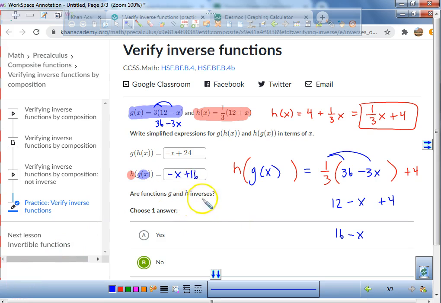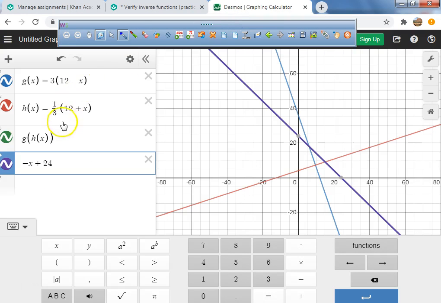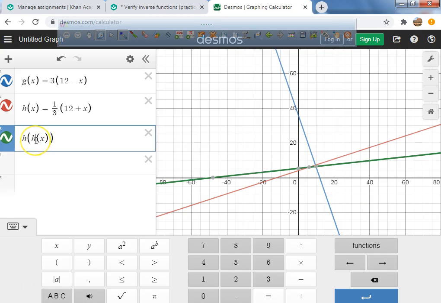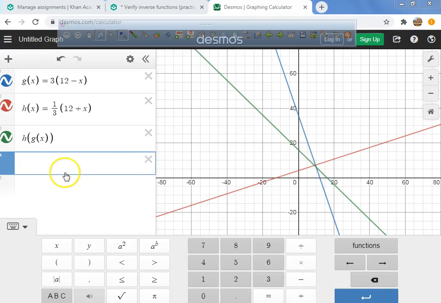So now we're going to go to Desmos to see if we actually did this correctly. Okay, so we already have the two functions in Desmos right here, but I'm going to go ahead and delete this one. I'm going to switch the G and the H. Watch, I'm going to make this the H, and make that the G. And then I'm going to type in my new answer. And the new answer that I'm testing was what? Negative x plus 16. So I'm going to put negative x plus 16 and see if they match.